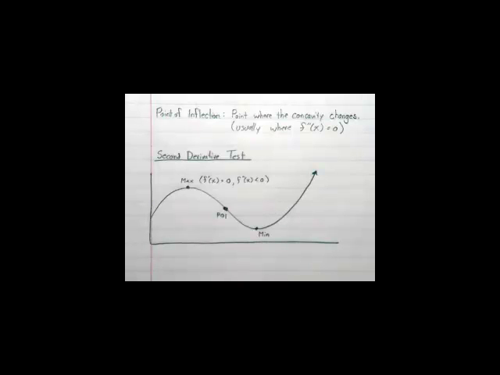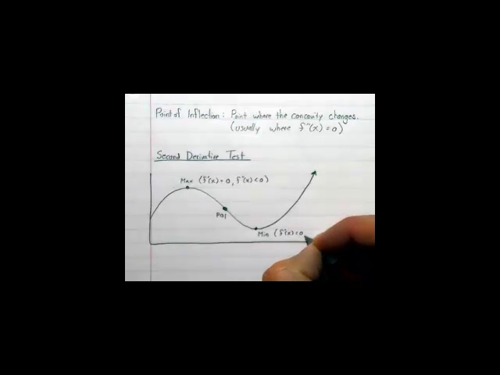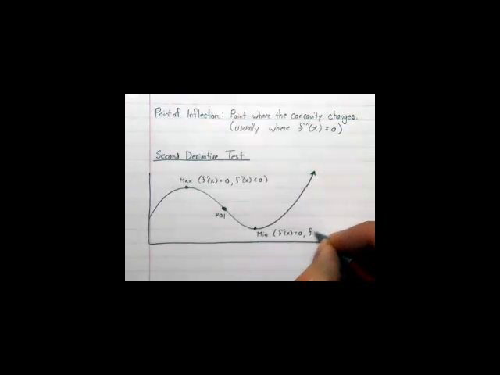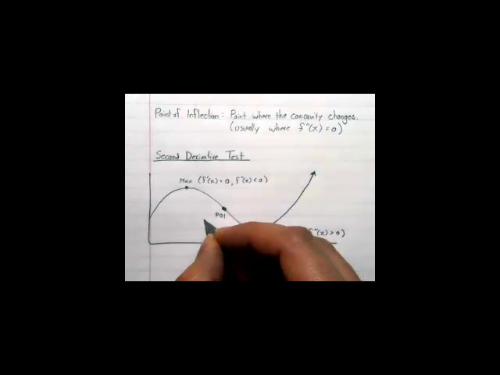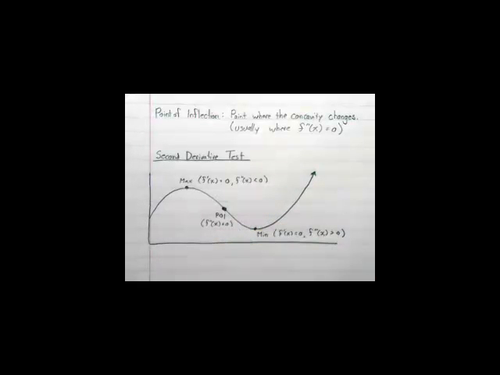Okay. Minimum, same kind of story. Okay, first derivative has to be what? 0. And what about the second derivative down here? Greater than 0. Okay, that's the second derivative test. Oh, and our POI here, second derivative equal to 0. First derivative could be whatever at a point of inflection, we don't know. But second derivative is 0.